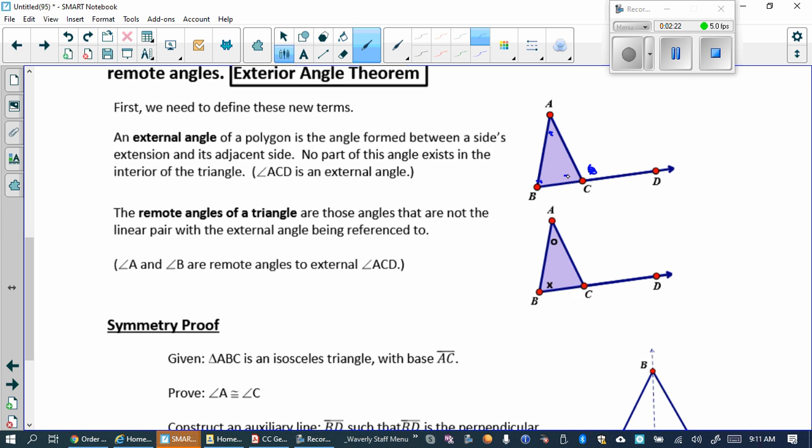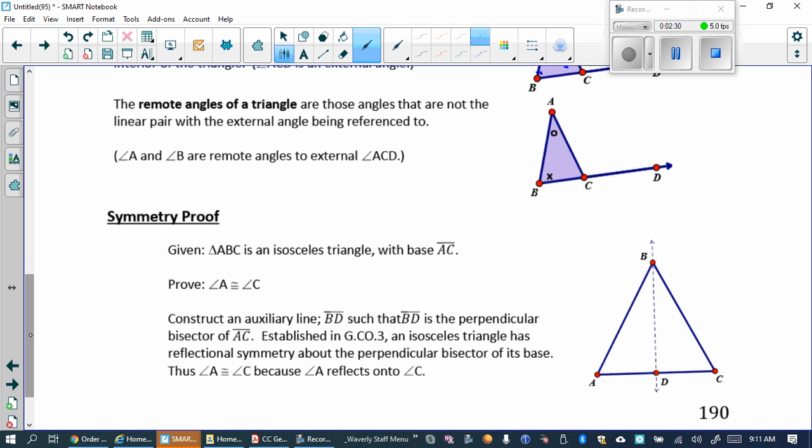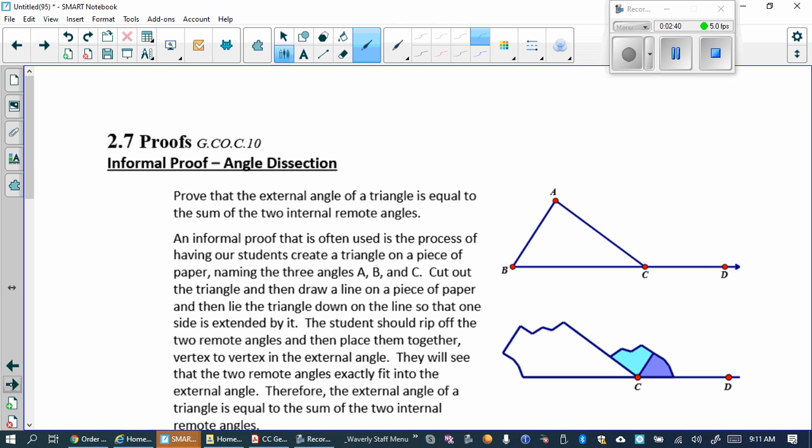How did they get the isosceles thing down there? That's an error. This doesn't go here. That's a symmetry proof of isosceles. We're on the external angles. Let's go to the next page. Anyway, so an informal proof, okay? So I better mark that.